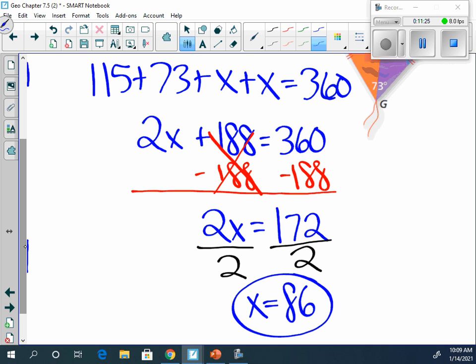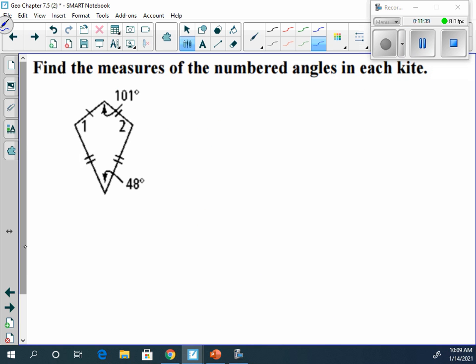Any questions on this here? Any questions on anything we've done so far? If we're good with this here, let's look at this one here. Would we do something different for this one here? No, this is going to be the exact same thing.